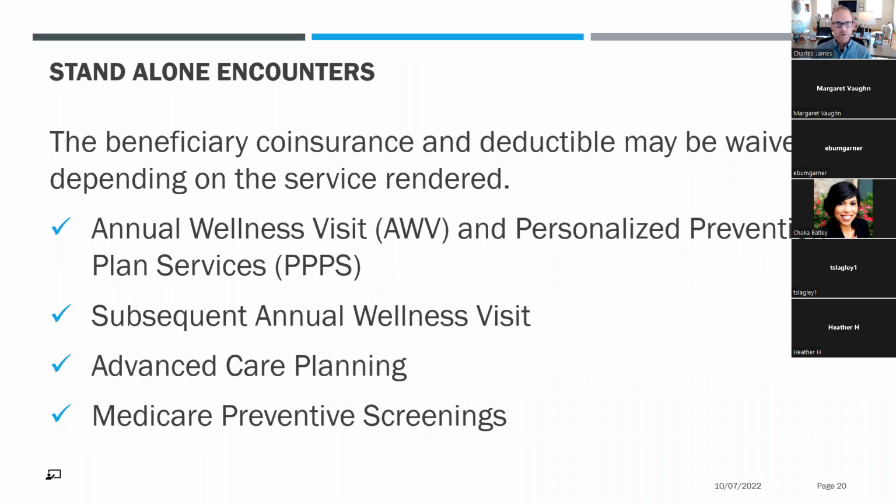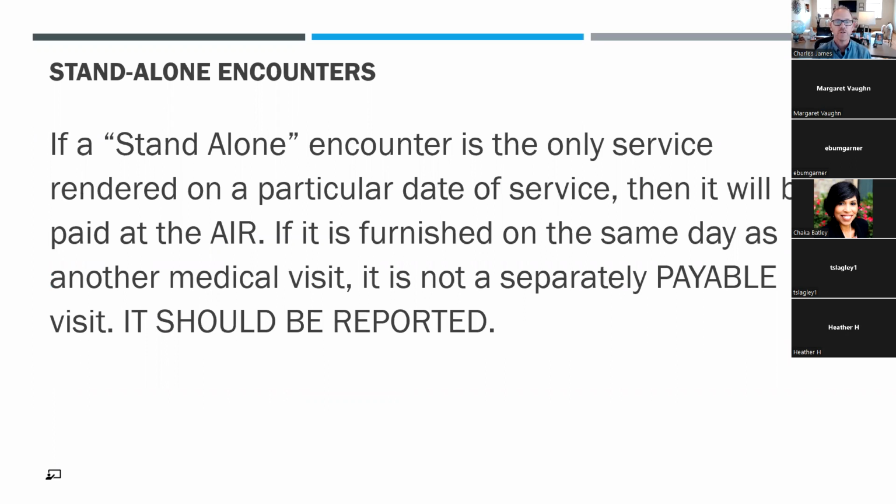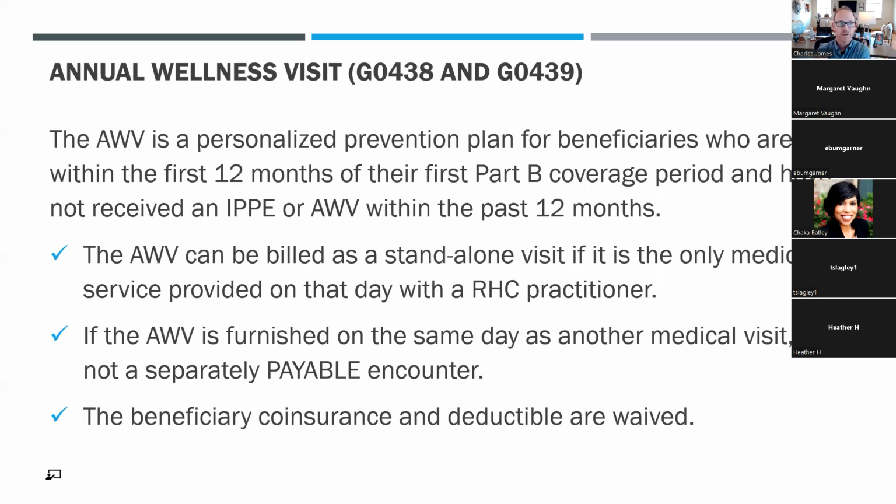When it happens with another sick visit, which of course this did, then it's for information only, but we need to get that information on the claim. And we know we have a host of other Medicare preventive screenings, which are also all standalone encounters. We're going to talk about many of those separately. So I just want to reiterate, a standalone encounter is one that if it's furnished on the same day as another billable visit, we only get one encounter. But if it's rendered by itself, it's paid at the AIR encounter rate. Standalone encounter, but we need to report these. Most of us know what the annual wellness visit is.